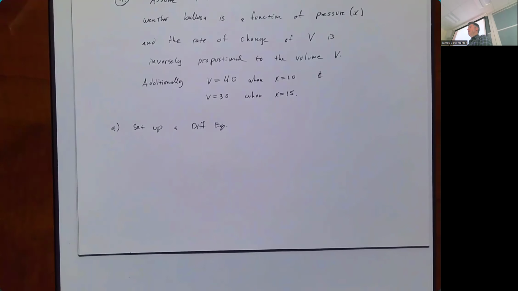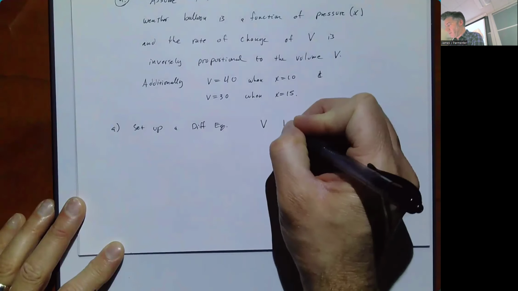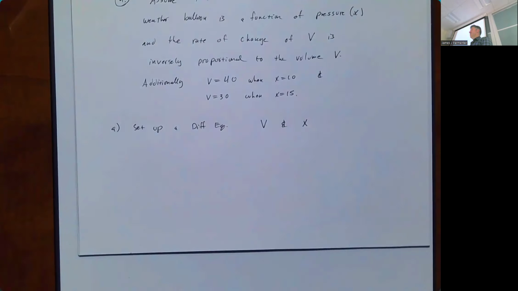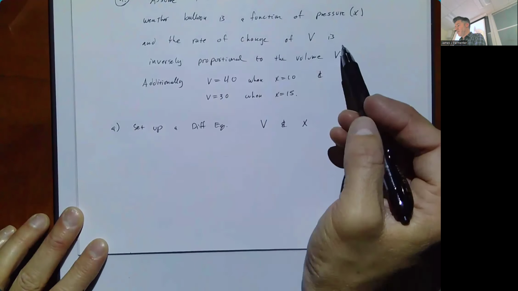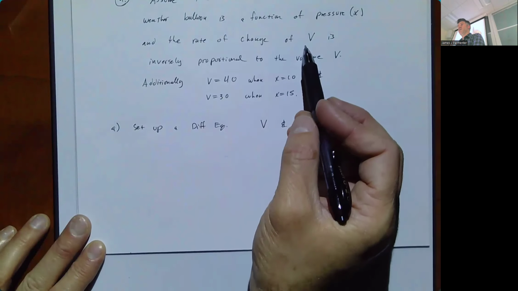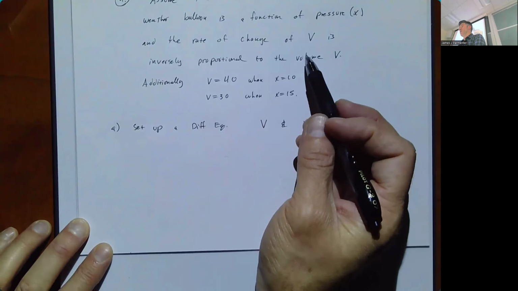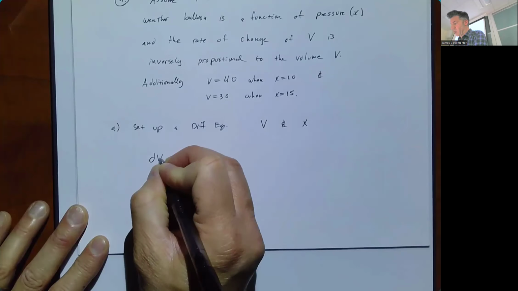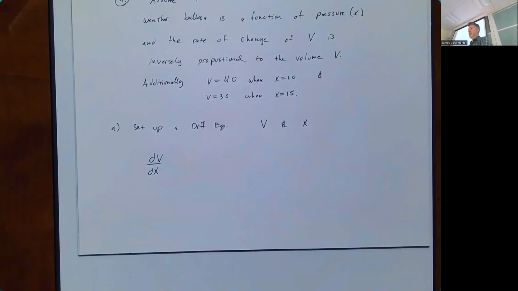So, set up a differential equation is usually the hardest part of these kinds of word problems. We actually have to read the thing and be like, okay, what does this actually mean? Well, we've got volume and we've got pressure. So volume and pressure. And we need an equation with the derivative of volume and some other things. So this line here is really what's telling me what's happening. The rate of change of V. Okay, rate of change of V is another way of saying the derivative of V. So we're going to say, great, the rate of change of V, dV dx, is inversely proportional to V itself.